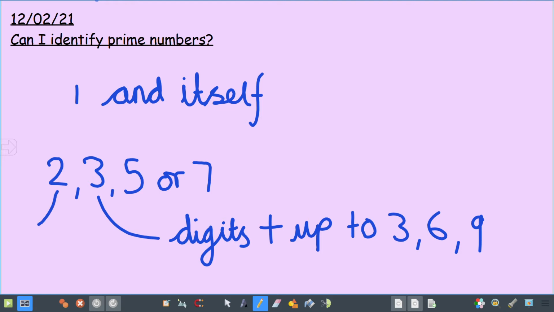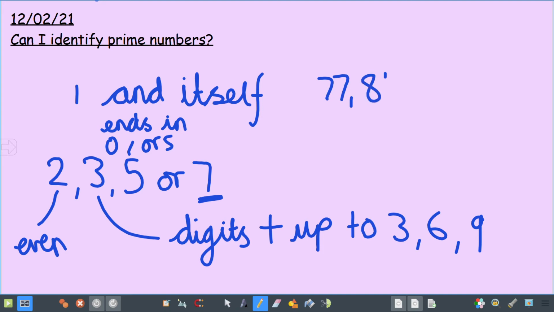We know multiples of 2 are even, and we should know that a multiple of 5 ends in a 0 or a 5. And the trickiest one is your 7s. Now you should know your 7 times tables up to 84. Okay? So 77, 84. So then work out the next one, add 7 on. What do you get when you add 7 on to 84? You get 91. And then after that, you get 98.